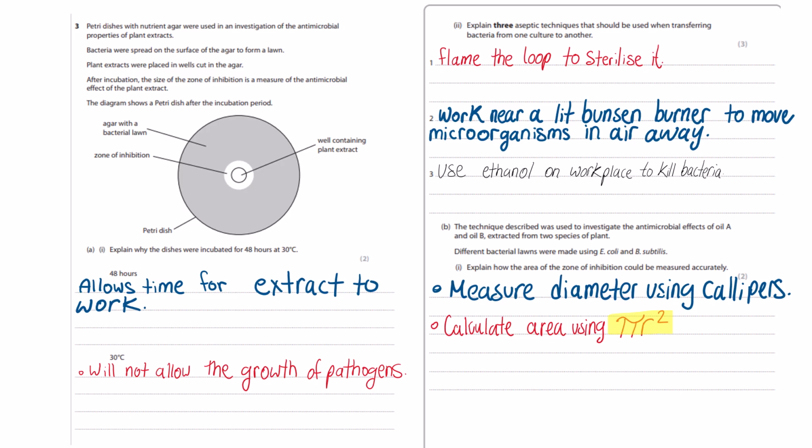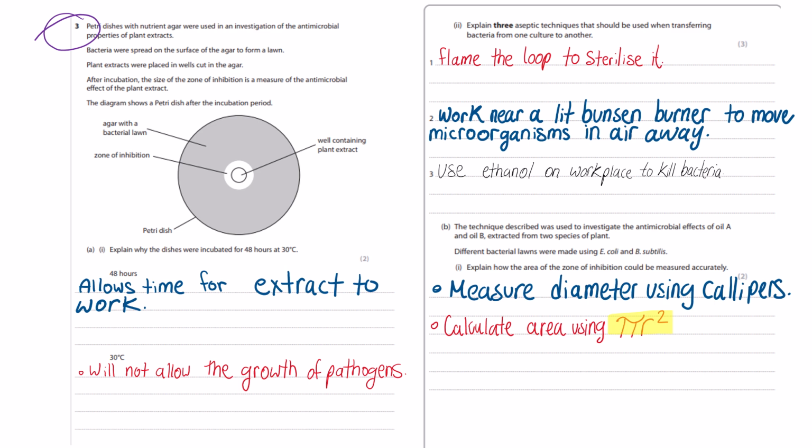Okay, question number 3. Petri dishes with nutrient agar were used in an investigation of the antimicrobial properties of plant extracts. This is one of the required practicals that is repeated in multiple exams, so it's very important that you understand the steps. Bacteria were spread on the surface of the agar to form a lawn. Plant extracts were placed in wells cut in the agar. After incubation, the size of the zone of inhibition is measured of the antimicrobial effect of the plant extract. The diagram shows a petri dish after the incubation period.